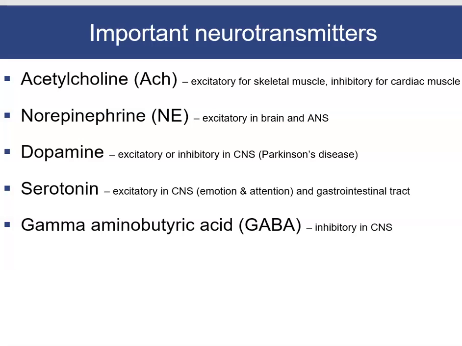And gamma-aminobutyric acid has an inhibitory effect in the central nervous system. It helps to reduce anxiety. Anti-anxiety drugs will cause an increased production of GABA.